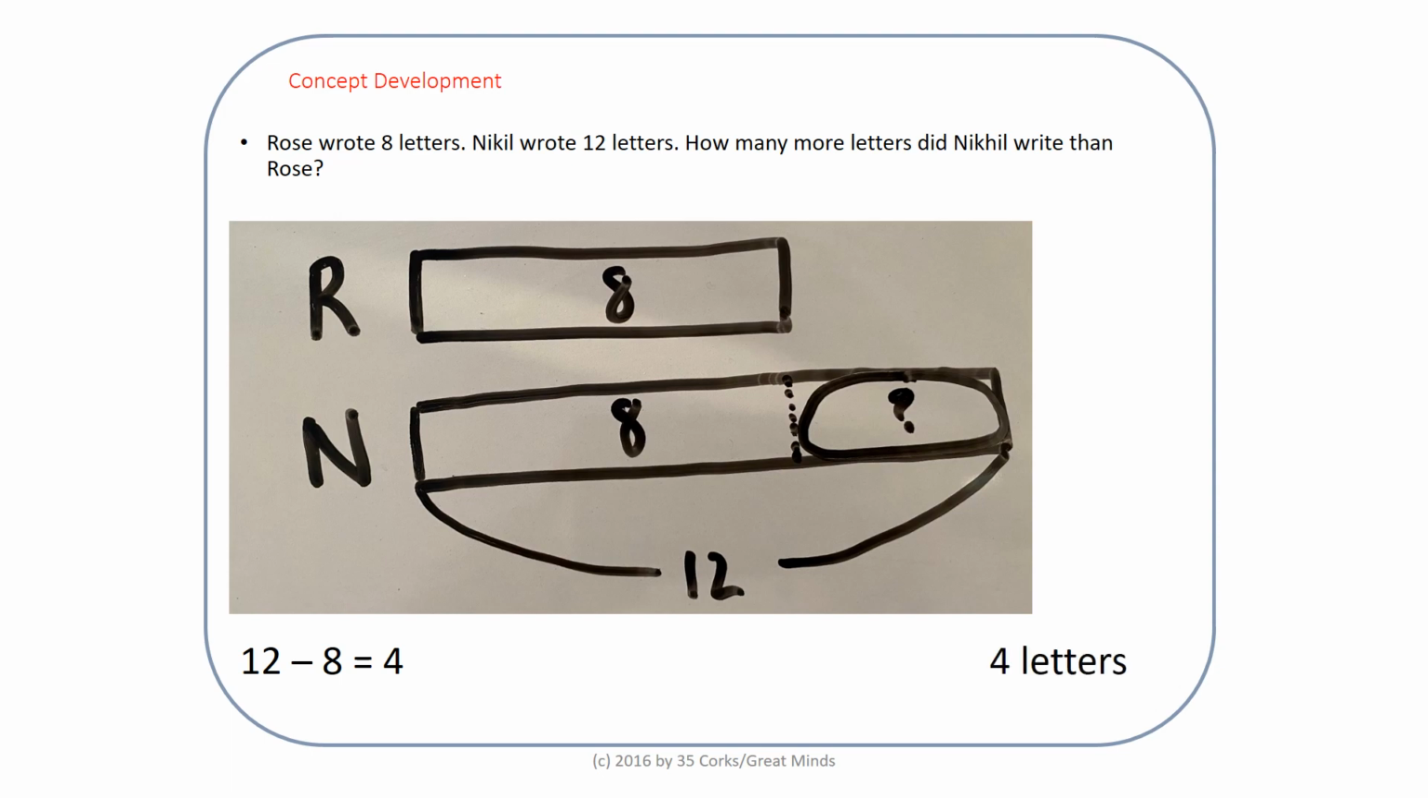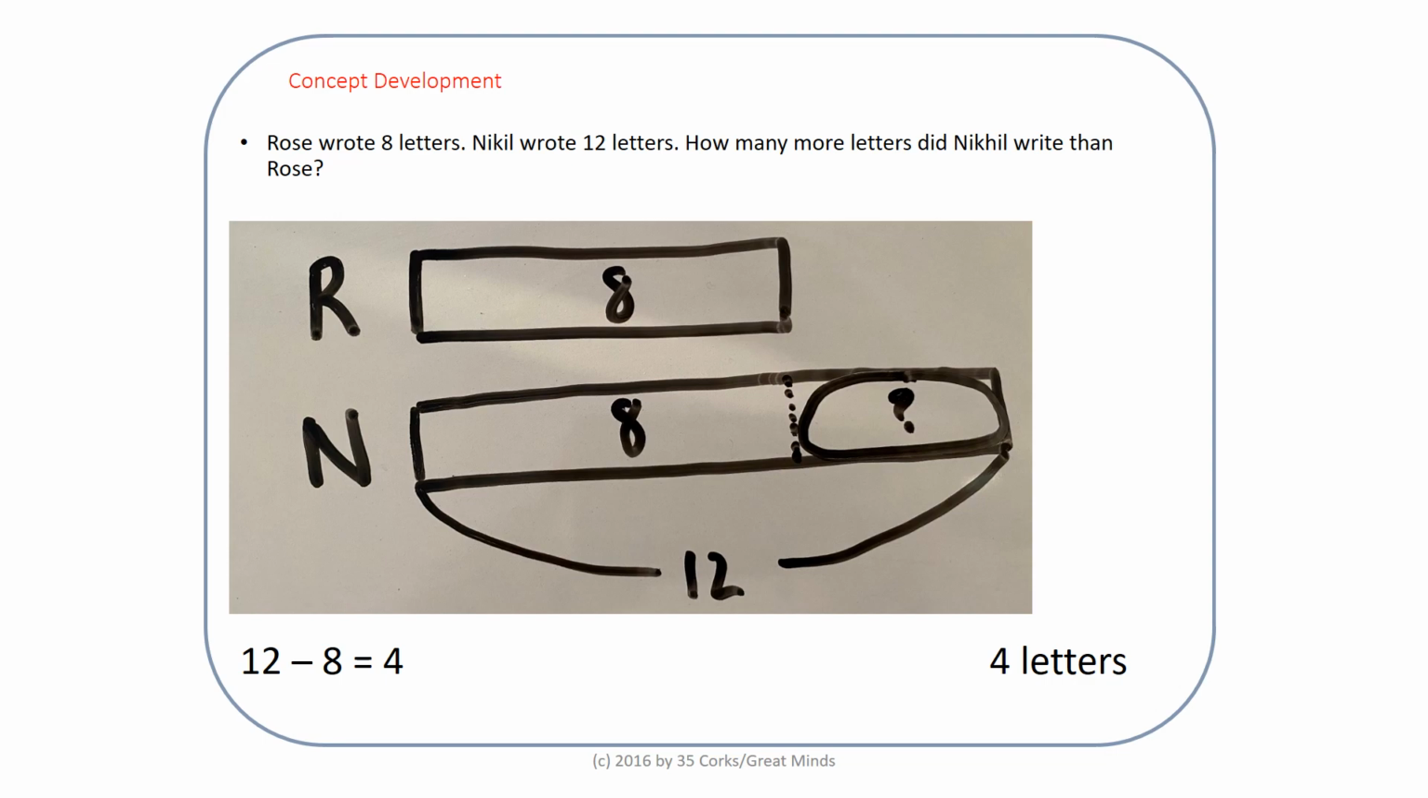4 letters. I want you to see that we can use subtraction to compare the number of letters Rose and Nikhil wrote. Who wrote fewer letters? Rose. How do you know? We know because the tape diagram is shorter than Nikhil's. We know that Nikhil wrote more, so Rose had to have written fewer.